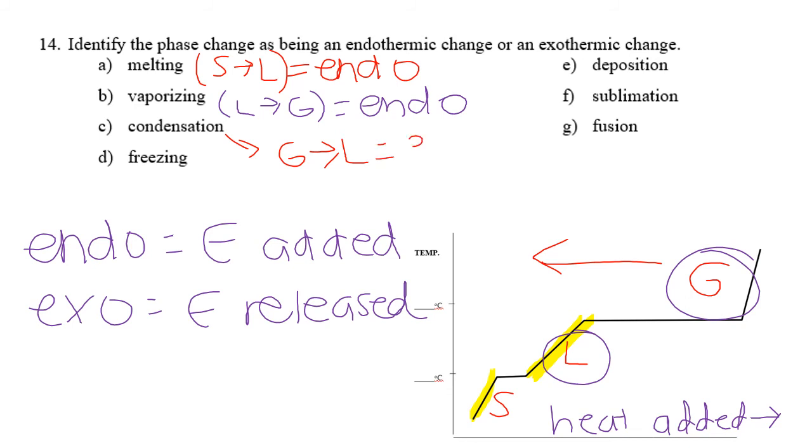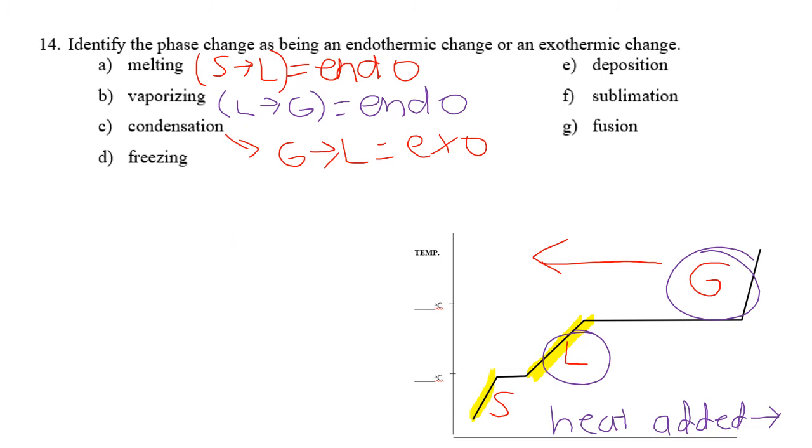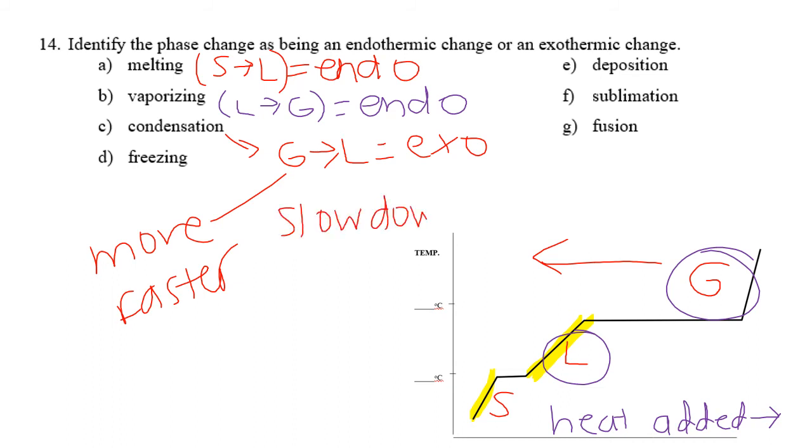It's an exothermic change. Another way to think about it, the way I have been for other phase changes, just for me, it makes sense and it's easier to remember. Gases move faster than liquids. So for the gas to become a liquid, it has to slow down. If it's going to slow down, it must release energy. That's why it's an exothermic change.